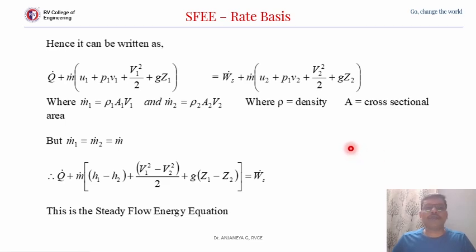Sometimes it can be written on mass basis. In place of Q I am writing Q dot, in place of W I am writing Ws dot, and similarly M dot. And in my last video I told mass 1 M1 is equal to M2, which can be written as rho A V, which is nothing but rho 1 A1 V1 is equal to rho 2 A2 V2. So here rho is density, A is cross sectional area and V is velocity, accordingly at the inlet as well as outlet.